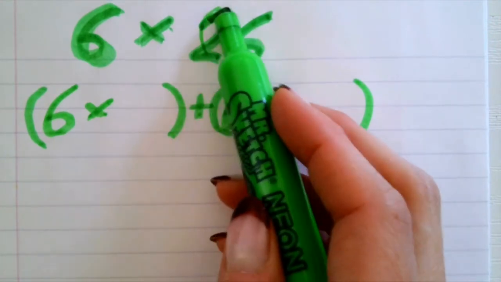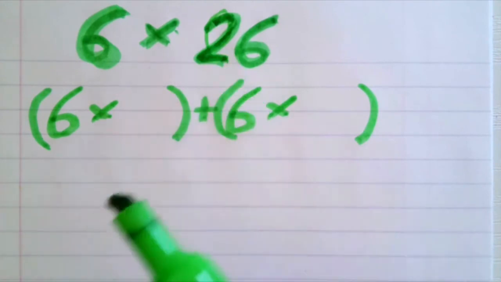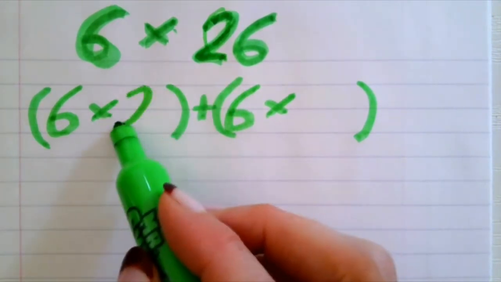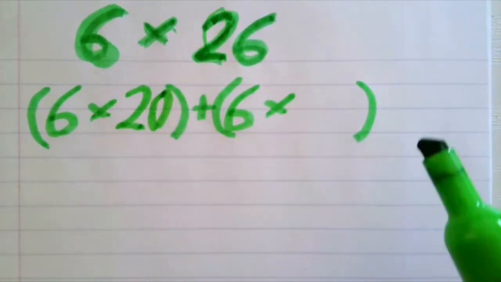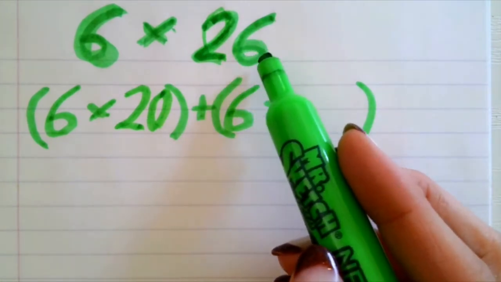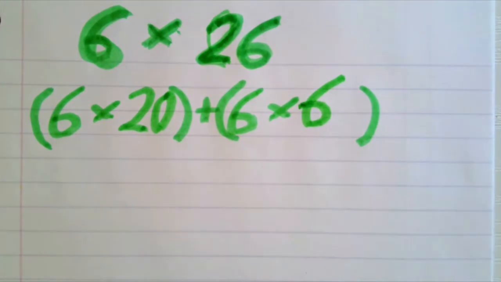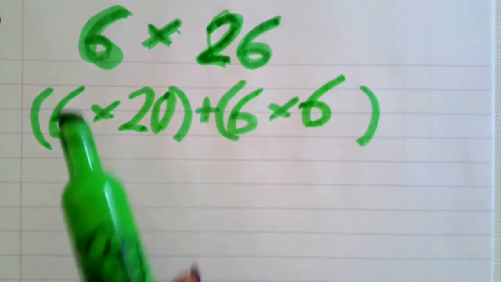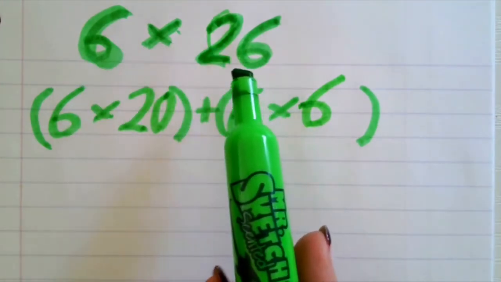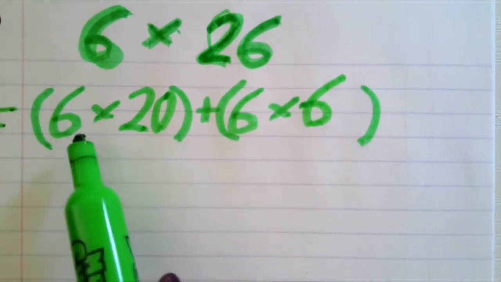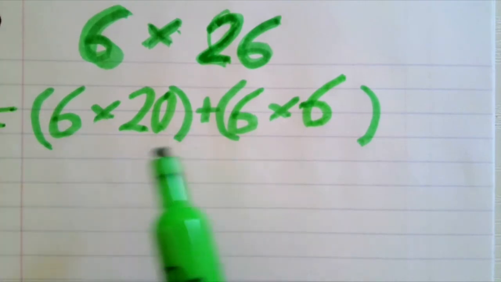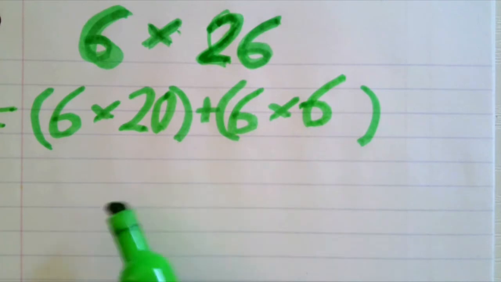What is this 2 worth? It's worth 20. So we put 20 into this side. And what about this 6? That's just 6 ones. Because of the distributive property, 6 times 26 is the same thing as 6 times 20 plus 6 times 6.